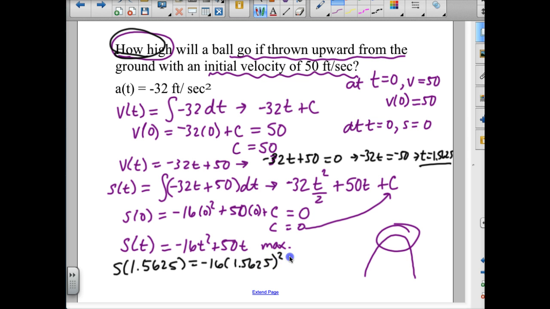Remember to read the question carefully to see what it's asking. Often they will ask when will it reach its maximum? And sometimes they'll ask, how high will it be when it reaches its maximum?